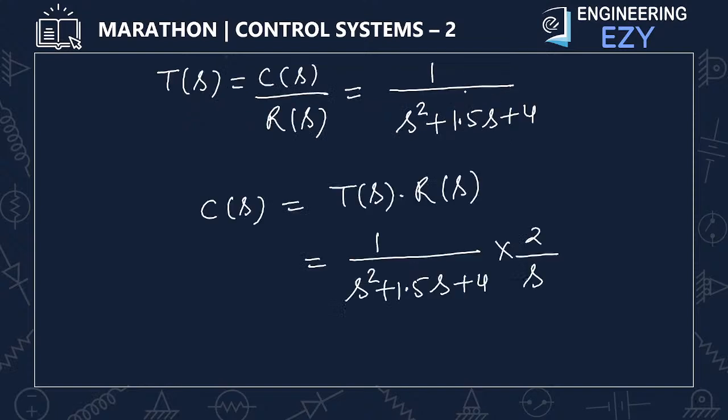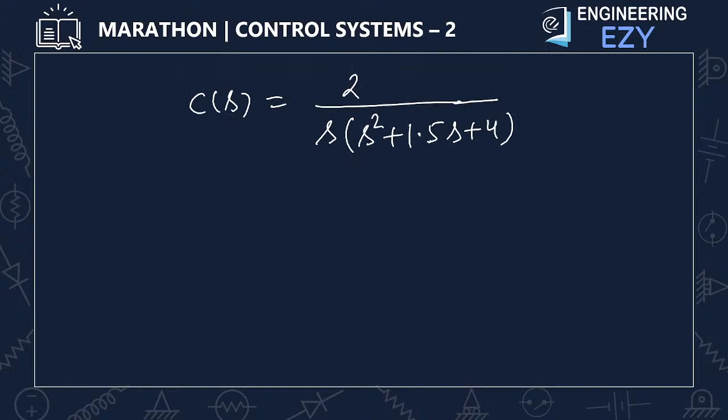Before applying the final value theorem, you must ensure that no pole is in the right half of the s-plane. In this question, b square minus 4ac is less than 0 and b is greater than 0, so it is guaranteed that the poles lie in the left half of the s-plane. The only exception is one pole that lies at the origin. So the final value theorem is applicable here. So what is the steady state value?